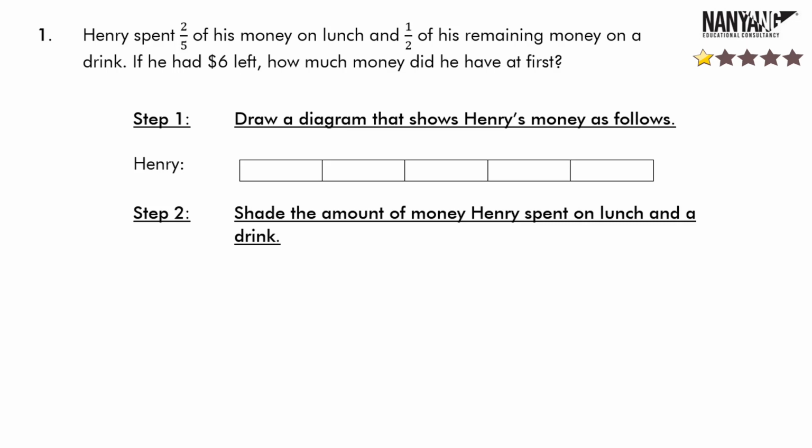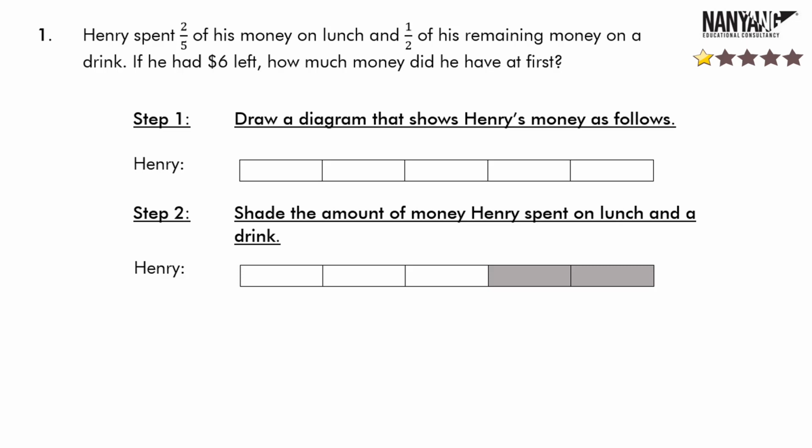After that, we shade the amount of money Henry spent on lunch and the drink. So we shade the 2 parts that Henry spent on lunch, and then we can draw our model for what he has remaining, which is as long as 3 parts. Now, we divide this into 2, and we shade one of the 2 parts because that's the money he spent on a drink.